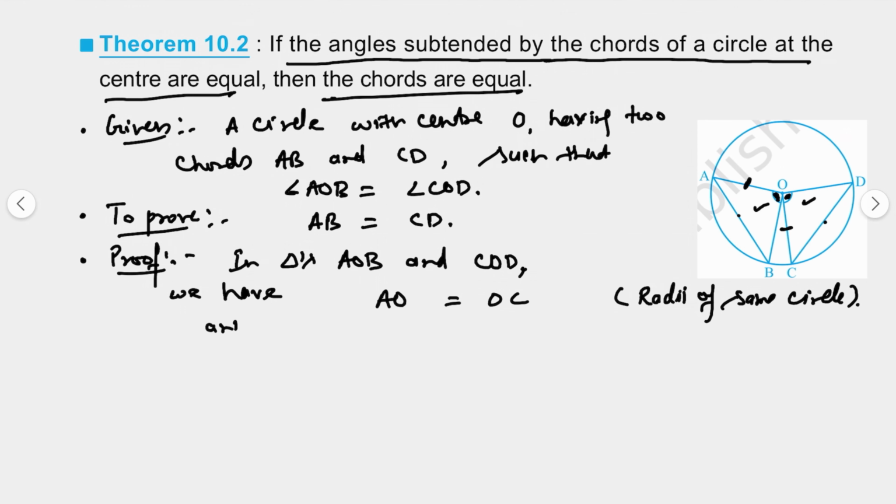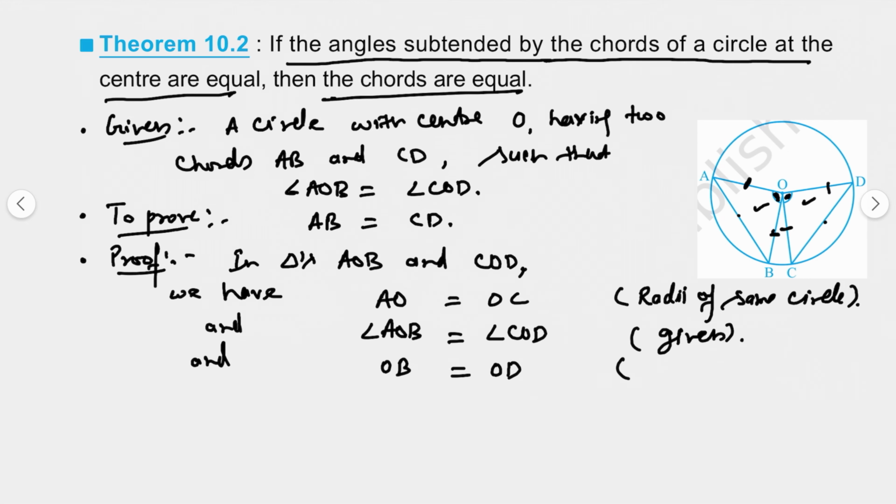Then we have angle AOB is given equal to angle COD. This is given in the statement of the theorem, that the angles obtained by the chords at the center are equal. And we have that side OB is equal to OD. The reason for this is again radii of the same circle.